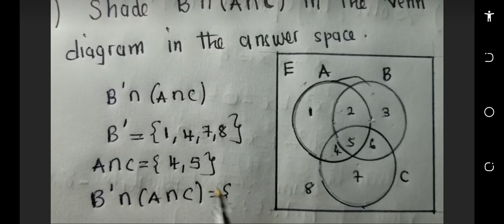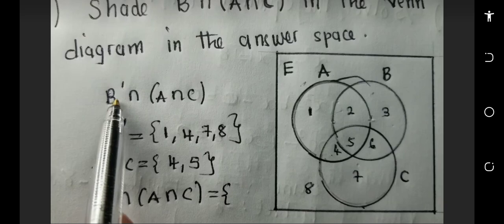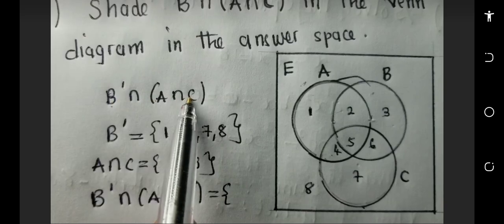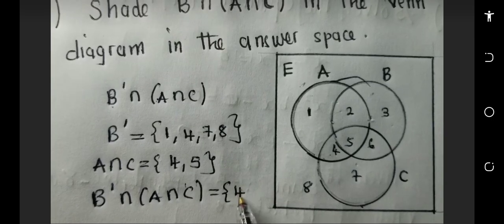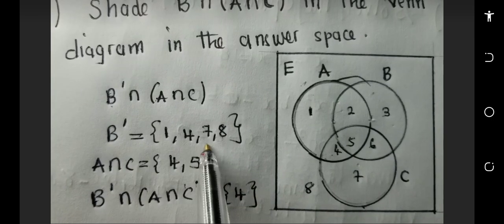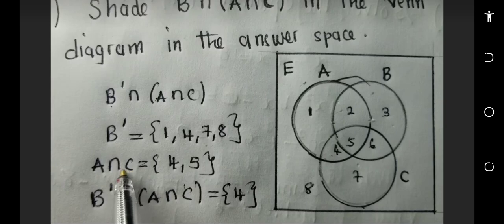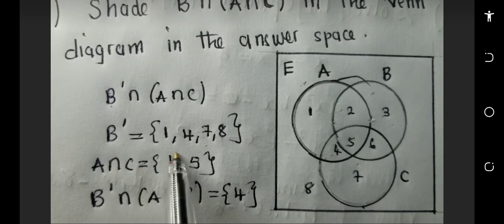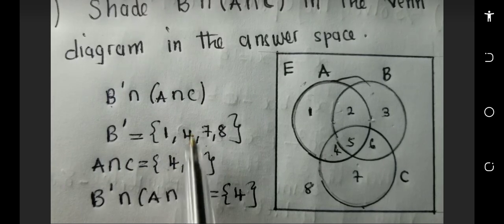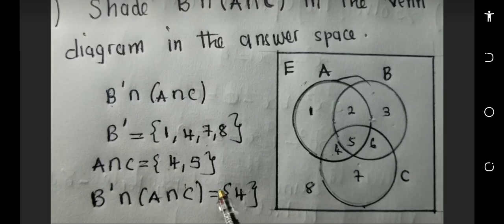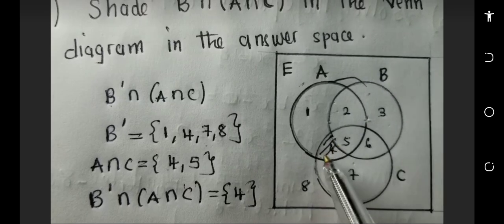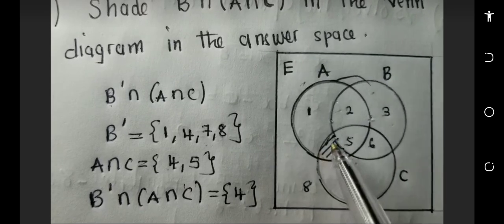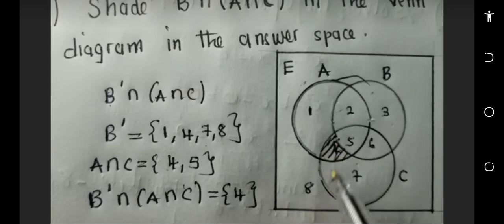And this is what we are looking for: B complement intersect A intersect C. In this case, it's just a 4. What is found in B complement and in the intersection of A and C? This is a 4 right here and here. So now you go to your Venn diagram, check where 4 is. It's right here, and shade. So this is the region that we needed to shade, like that.